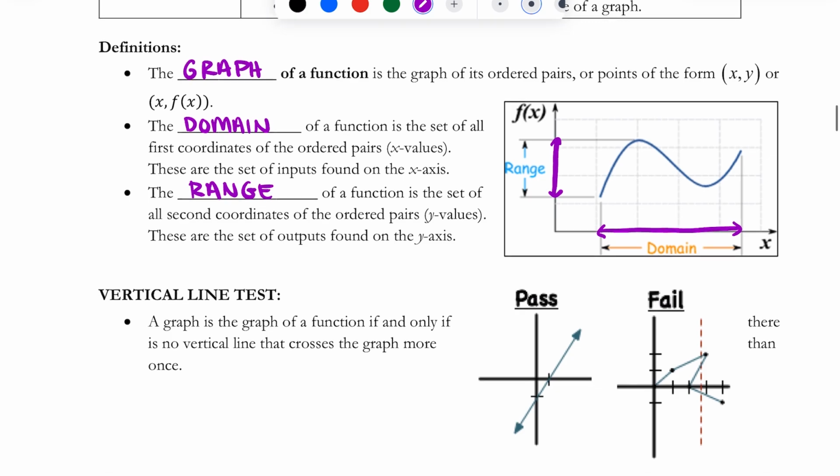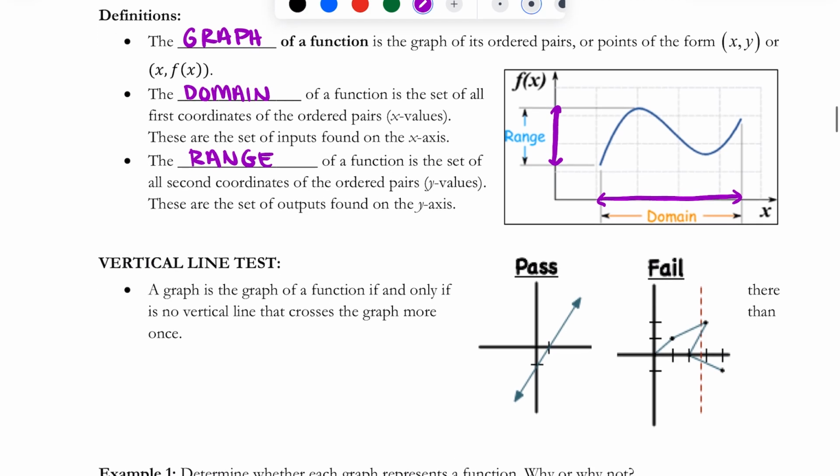We also are going to be using what we are going to call the vertical line test to tell if a relation or a graph is a function or not. The vertical line test says that a graph is the graph of a function if and only if no vertical line, and that's the key there, no vertical line crosses the graph more than once.